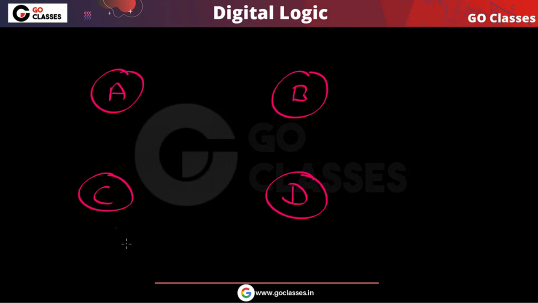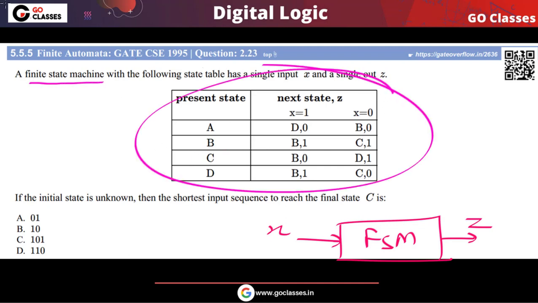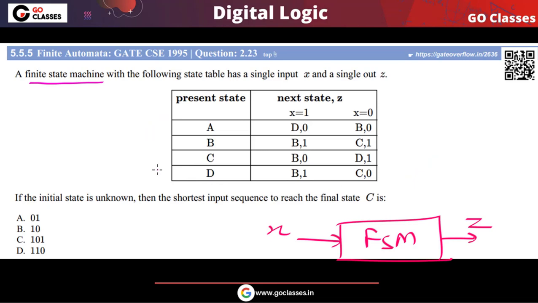First you notice whether this is a Mealy machine or a Moore machine. A finite state machine is given to you. Is it a Mealy machine or a Moore machine? The answer is this is actually a Mealy machine. Why? Because the output depends on your present state and your input. On these two things the output depends. That is the reason I can say this is a Mealy machine.